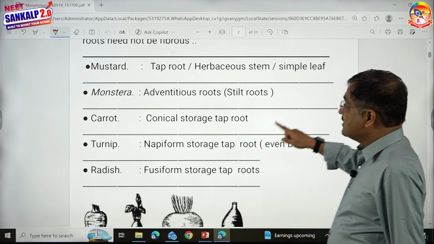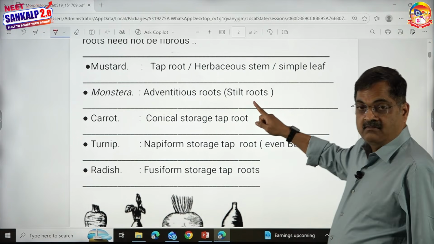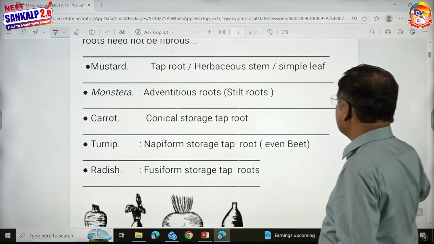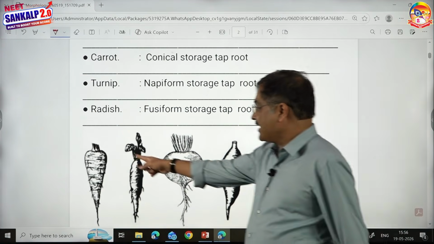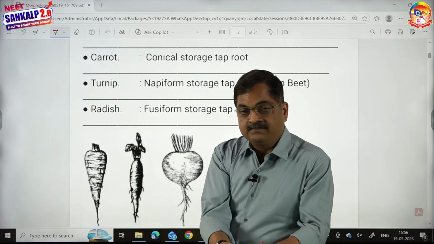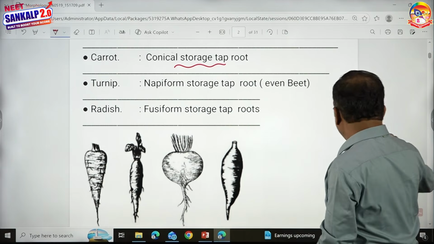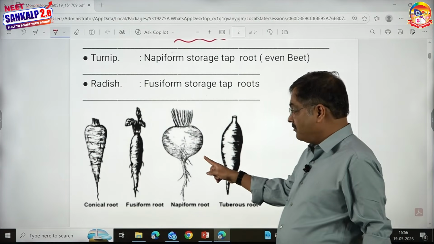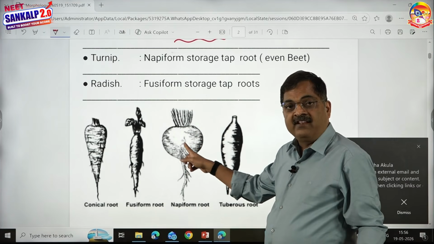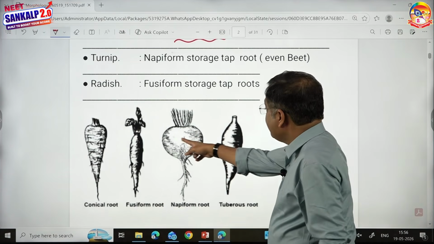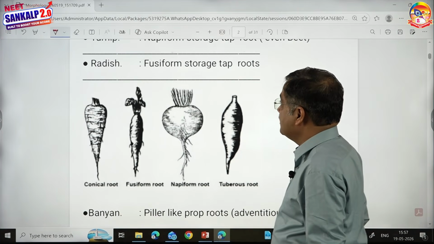Now, some modifications, children. First one is monstera. It has adventitious roots. Mustard, the first diagram in your textbook, has a taproot, being a dicot. Look here, there are some examples I have shown. Carrot, this taproot is conical. Conical storage root is seen in carrot. Next is turnip, napiform. You know what is napiform? Very much broad at the base and very much narrow at the tip. That is seen in turnip.